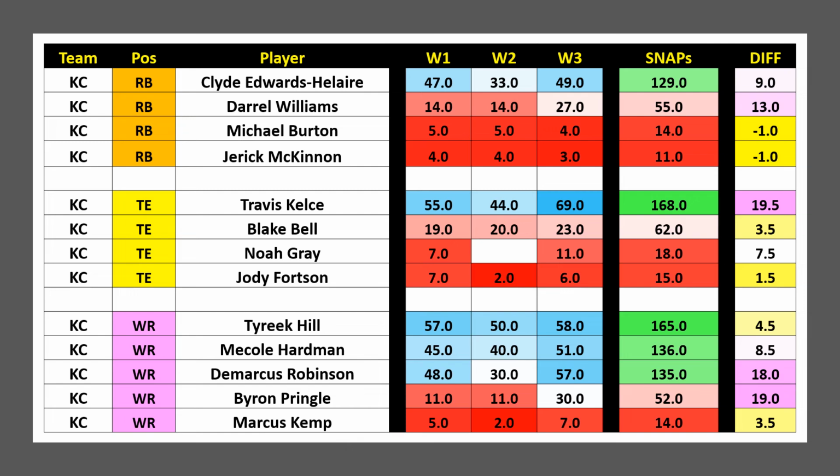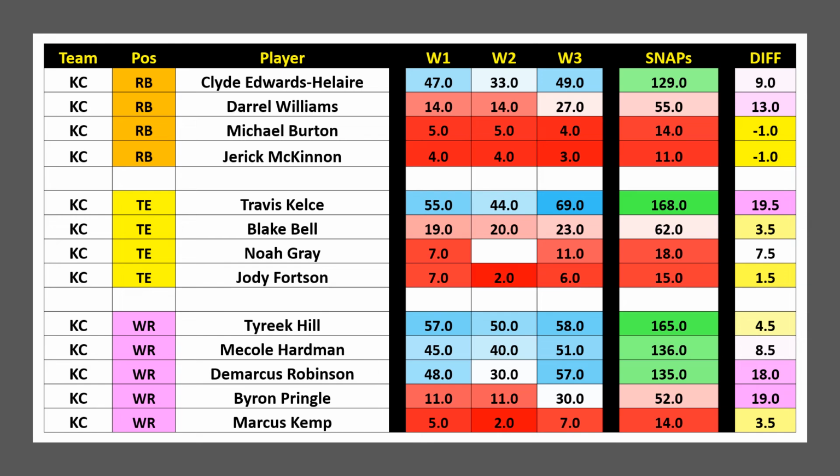Hardman, DeMarcus almost got as many snaps as Hill. He got plus 18. And they threw Pringle in the mix as well. So they're really doing a lot of passing, folks.